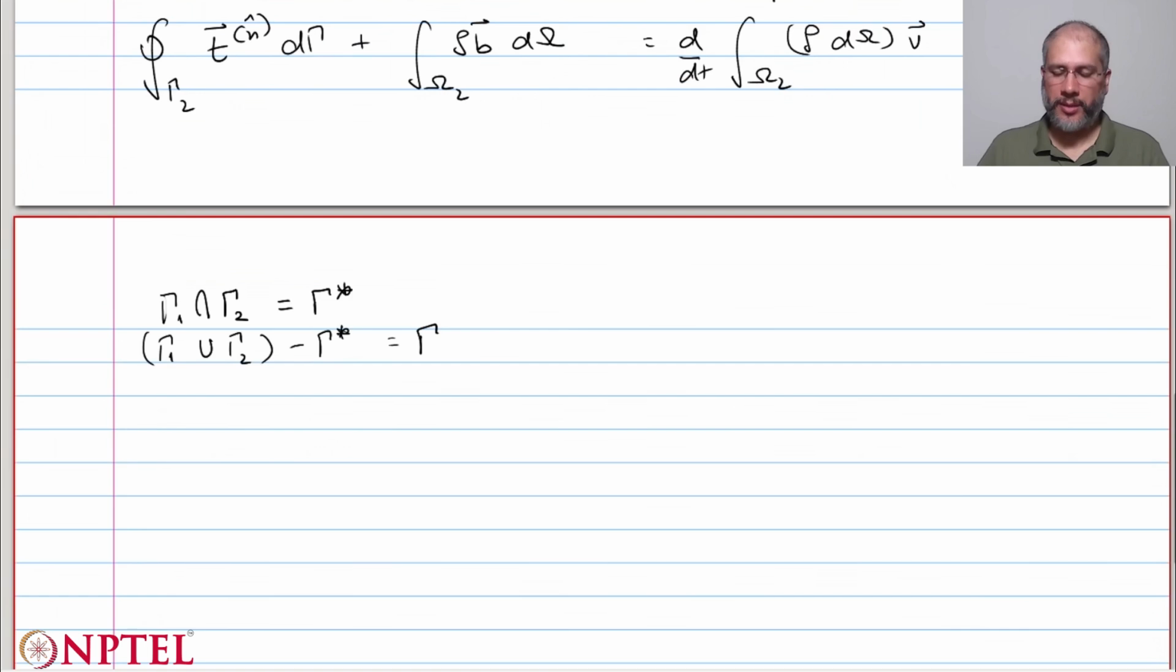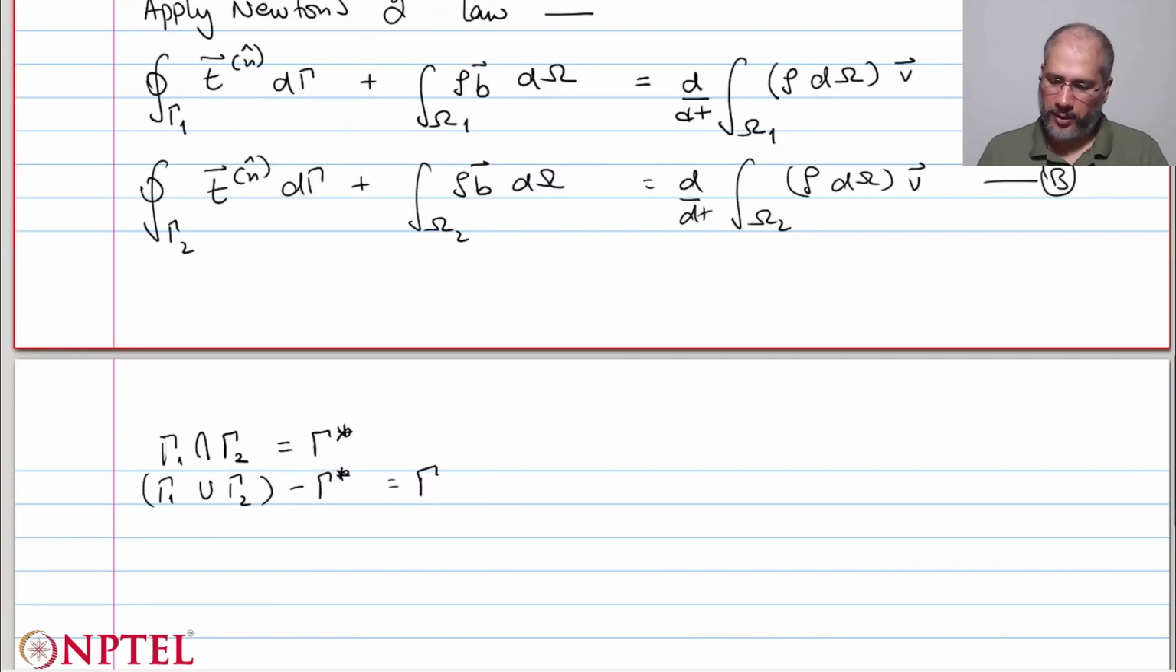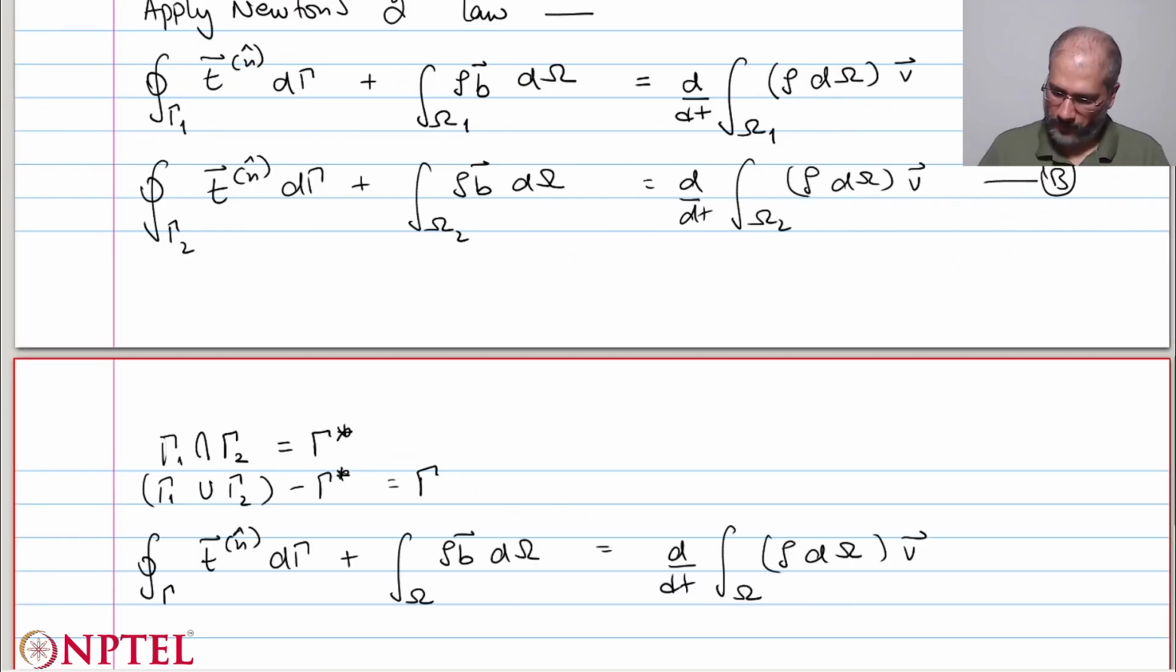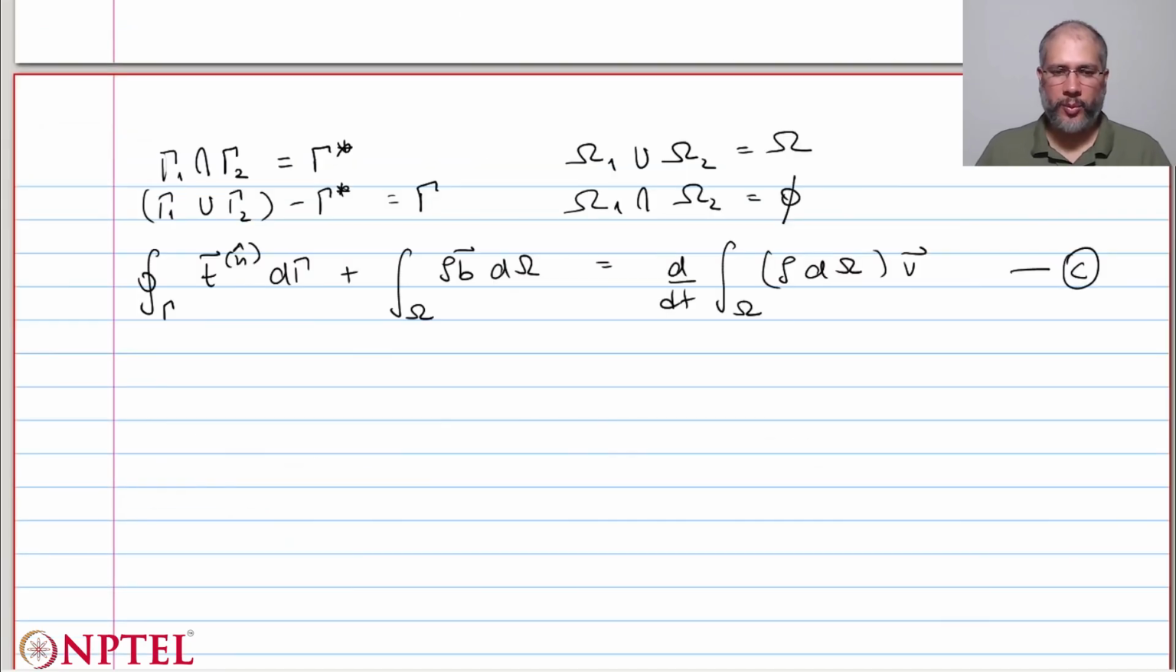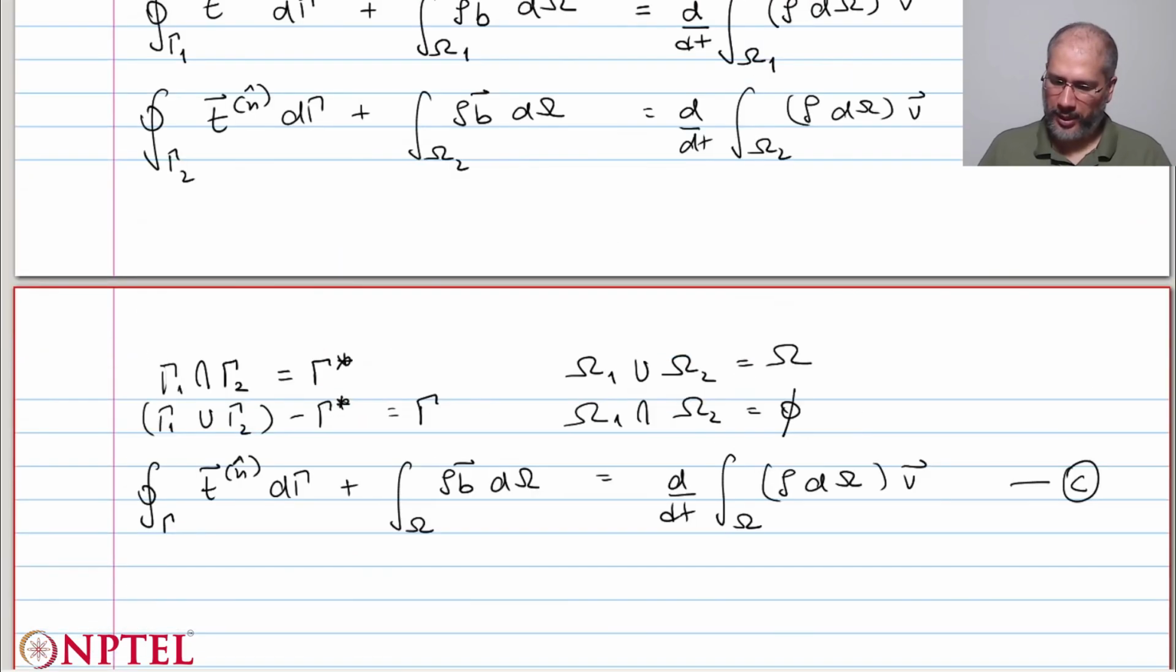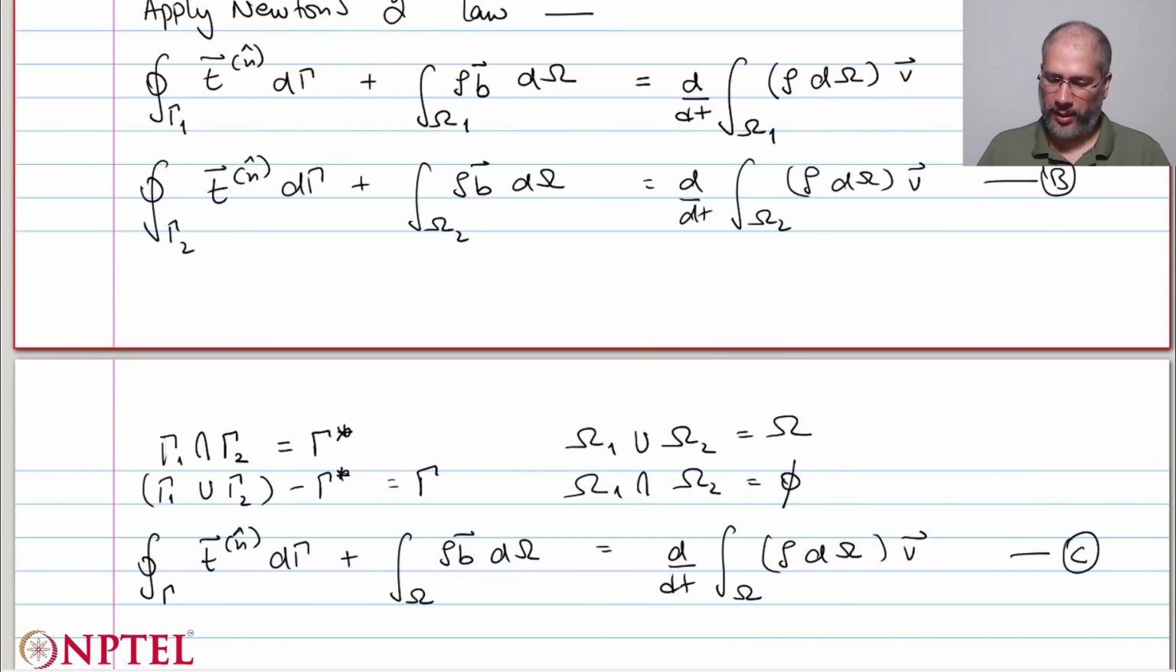Right, so now that we have written Newton's second law for parts 1 and 2, let us also write this for the whole body, and we'll call this C. And just to relate the volumes, I can write omega 1 union omega 2 as the complete volume omega. And of course, these are volumes, so the intersection between omega 1 and omega 2 is the null set phi. So what we do now is we simply add equations A and B. So let's look at them again, and we'll add them.